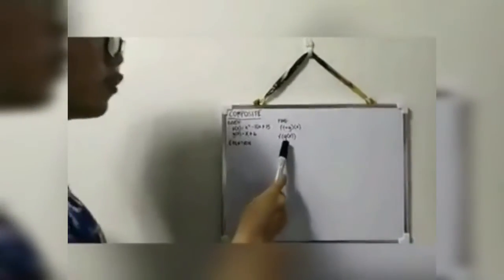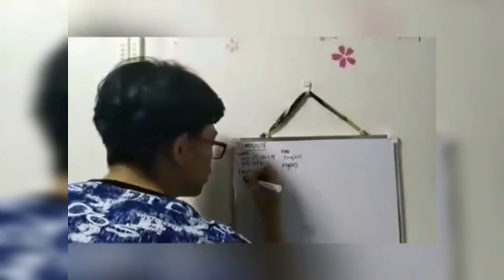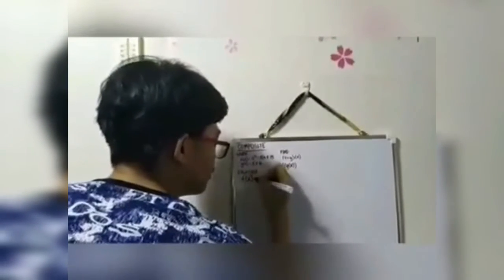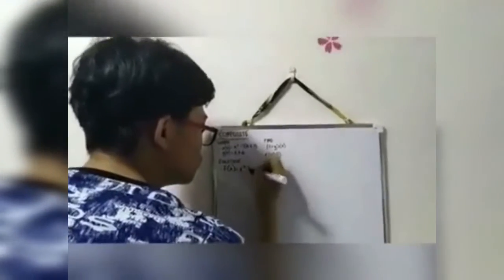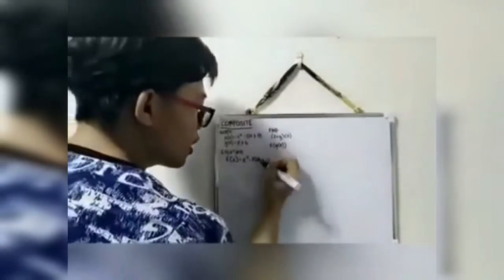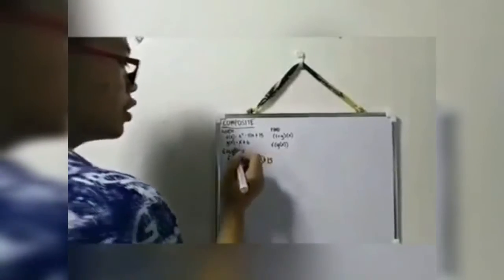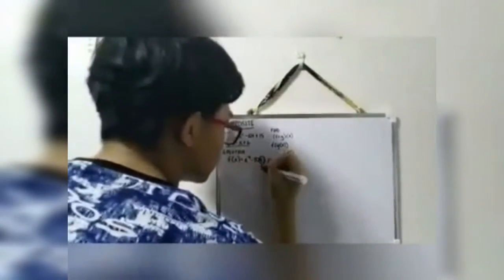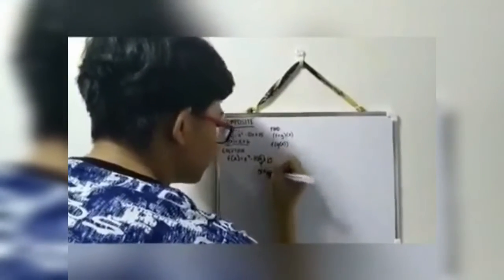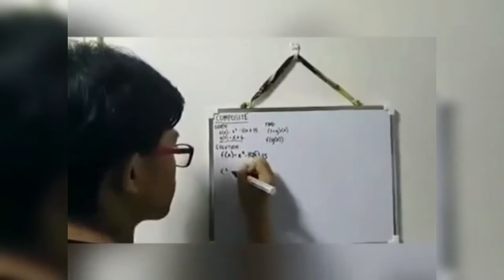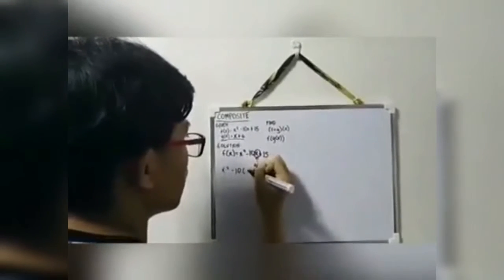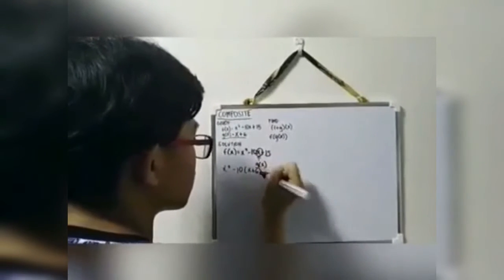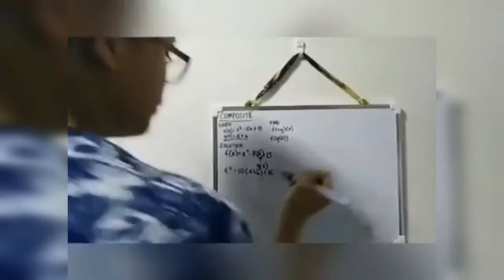In order to solve this, we have to follow the format f of g of x. So let's write f of x here: x squared minus 10x plus 15. So our x here is going to be substituted with the g of x. So it will look like this: x plus 6 squared minus 10 times x plus 6, plus 15.